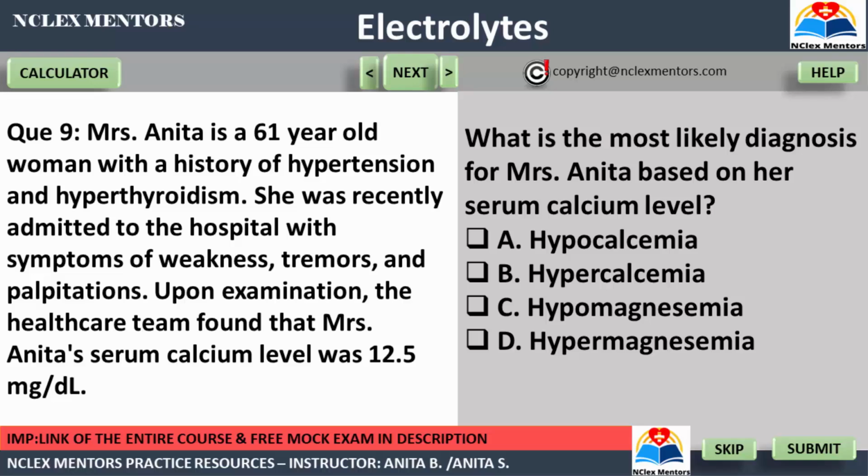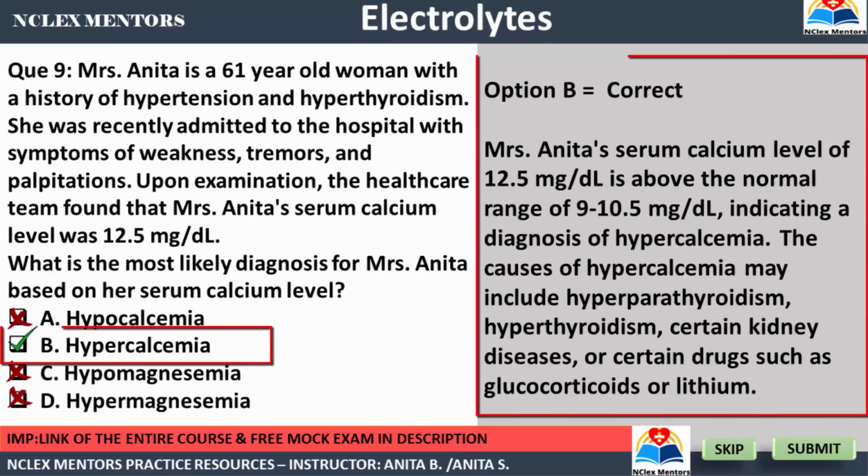All right, let me reveal the right answer to you. The correct answer is option B, or hypercalcemia. Mrs. Anita's serum calcium level of 12.5 milligram per deciliter is above the normal range of 9 to 10.5 milligram per deciliter, indicating a diagnosis of hypercalcemia.